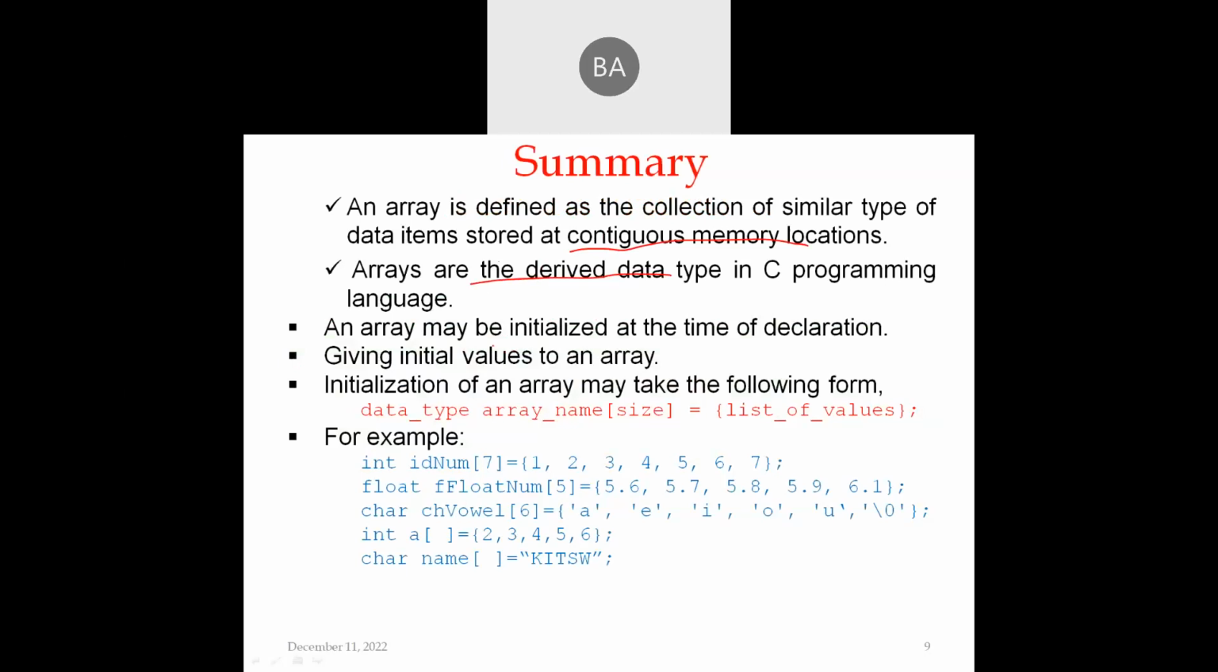An array may be initialized at the time of declaration itself. Giving initial values to an array is called array initialization. Array initialization is done by adding an equal sign followed by a list of values enclosed in curly braces. If you do this, this is what initialization is called. These examples show the initialization of different types of arrays. It may be an integer array, a float array, or a character array. How can we initialize them? You can see that here in this example showing the initialization of these various types of arrays.